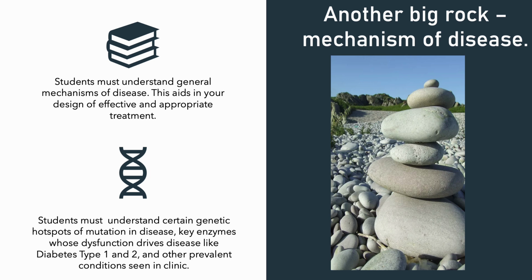Another big rock in this course and throughout your 18 months in your preclinical is going to be mechanisms of disease. And so in Human Blueprint, what we're really starting to do here is to get you to understand general mechanisms of disease. And this is going to aid in your design of effective and appropriate treatments. In this system, students are to understand certain genetic hotspots of mutations and disease, as well as key enzymes whose dysfunction drives disease that are prevalent in the clinic, things like diabetes type 1 and 2 and other prevalent conditions that are seen in the clinic.